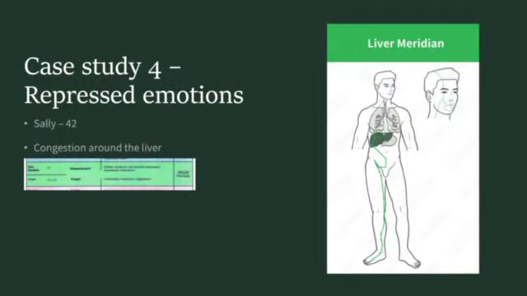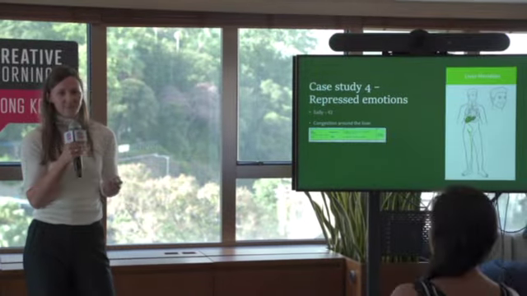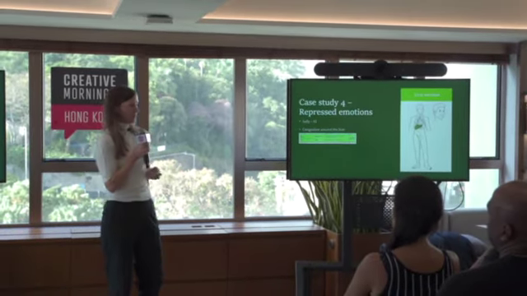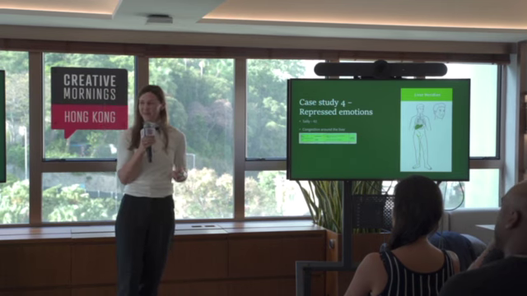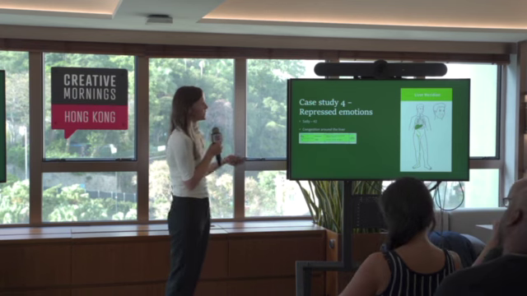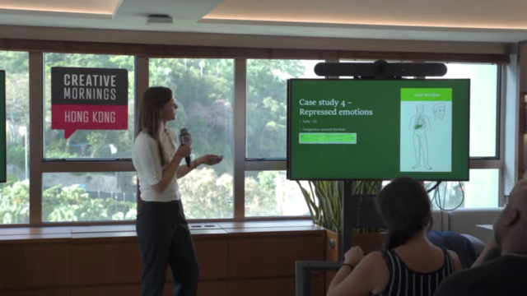The last but not least is the liver meridian and repressed emotions. Repressed emotions are really interesting because it's often a feeling that you're not proud to have. None of us are perfect. You go through life and often have a feeling that you may not be proud of having, might be jealousy or envy or whatever.